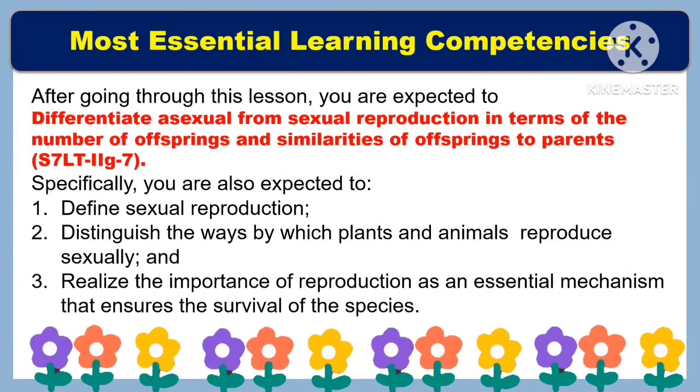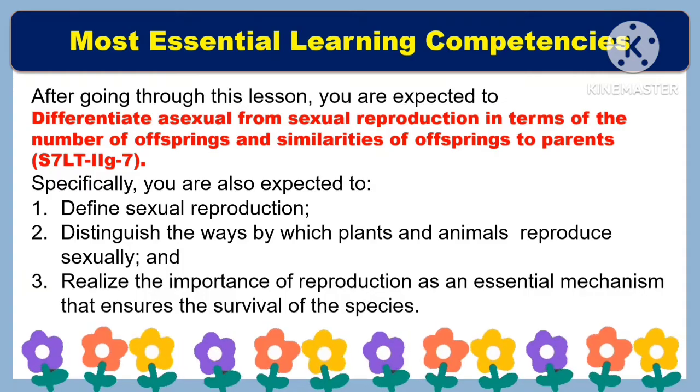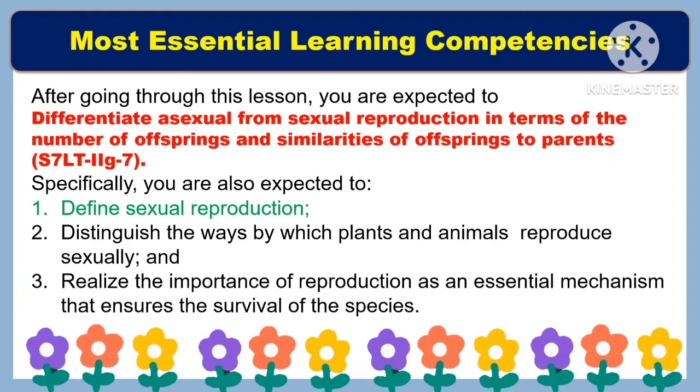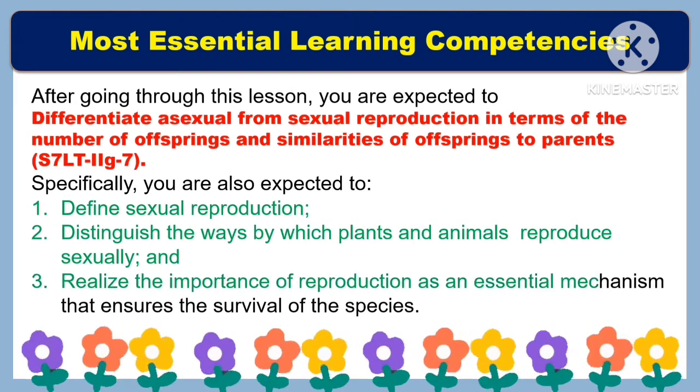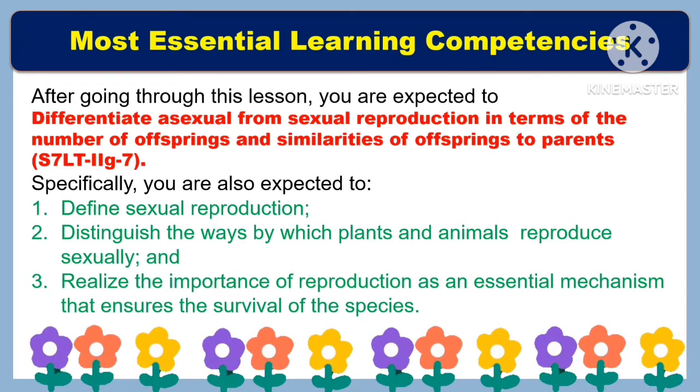For the most essential learning competencies, after going through this lesson, you are expected to differentiate asexual from sexual reproduction in terms of the number of offsprings and similarities of offsprings to parents. Specifically, you are also expected to define sexual reproduction, distinguish the ways by which plants and animals reproduce sexually, and realize the importance of reproduction as an essential mechanism that ensures the survival of the species.